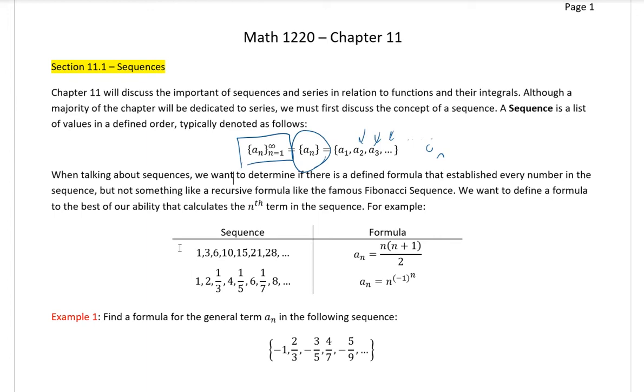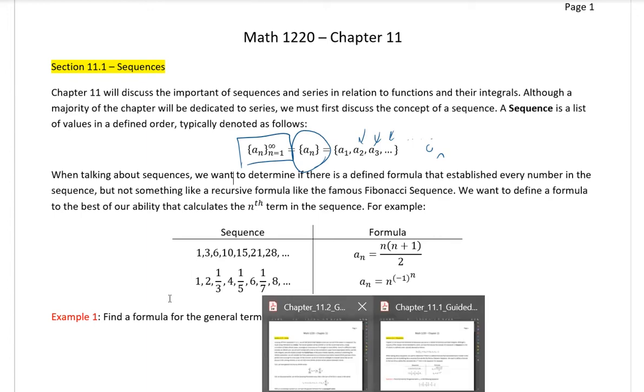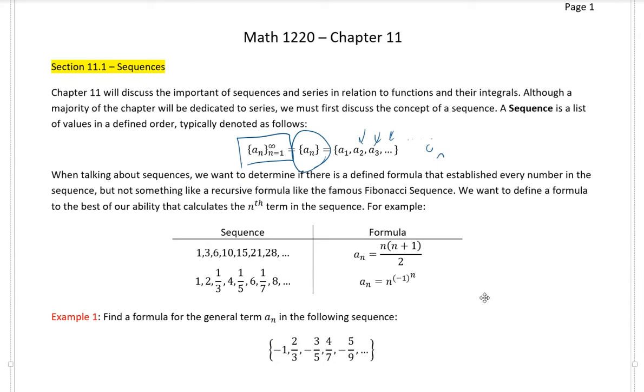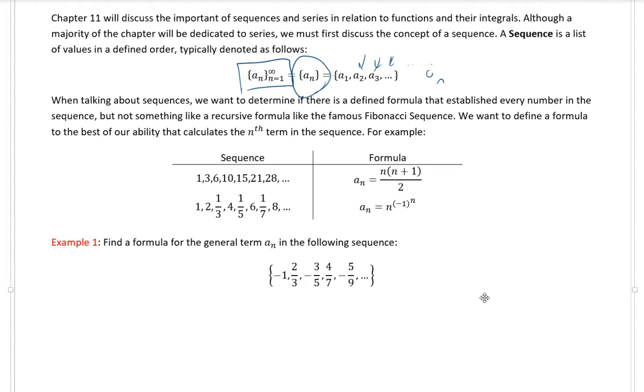Now, what we're first going to try to do is always come up with a defined formula that can establish all the numbers in the sequence. If we could do that, it's a lot easier to work with them. We don't want something recursive like the Fibonacci sequence if we can avoid it. For example, I have a couple here. I have 1, 3, 6, 10, 15, 21, 28. This is a relatively famous sequence. This is what happens when you take n times n plus 1 and divide that by 2. That's what this sequence is defined by.